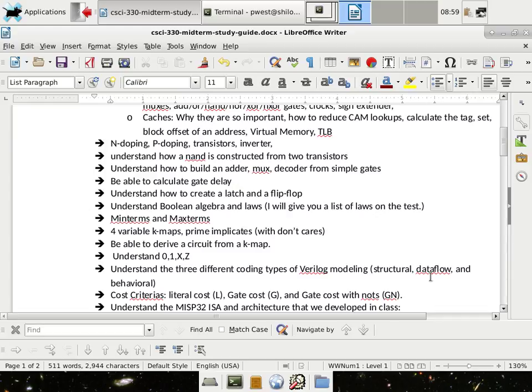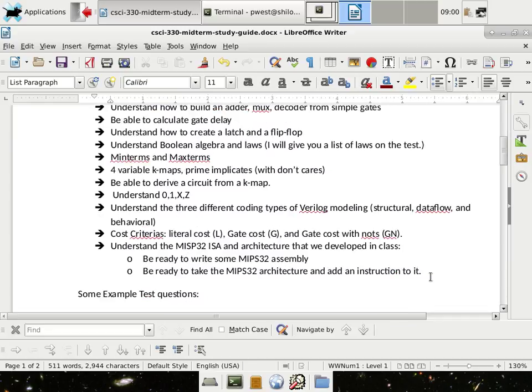Understand what 0, 1, X, and Z are. Oh, I know what those are. Which one's X? X is you don't know. We don't know, because it's not set yet. And then the Z is overloaded. Yeah, high impedance. Understand 3 different types of Verilog coding.